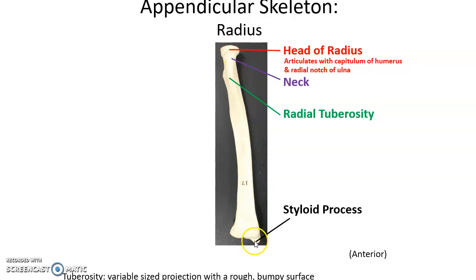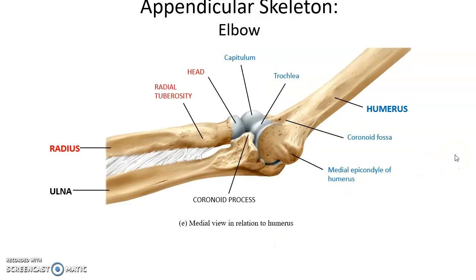And then we go down to the distal end of the radius, this little bit of bone sticking down. That is the styloid process. So the three bones that come together to give us the elbow joint are the humerus, the ulna, and the radius. Again, the humerus's trochlea articulates with the trochlear notch of the ulna, and the humerus's capitulum articulates with the head of the radius.